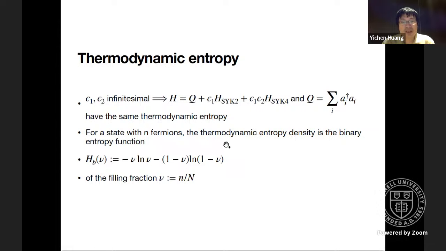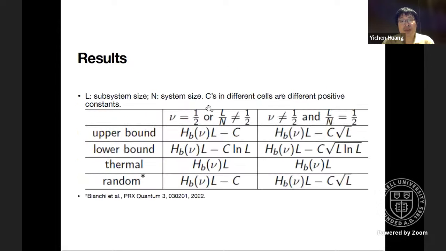So we can do the calculation, and eventually what we get is that if we define the filling fraction nu as little n over capital N, then the thermodynamic entropy density is just the binary entropy. This is very easy to see because the filling fraction is nu, and because Q is decoupled, on each site there is a probability nu to be occupied and 1 minus nu to be vacant. So we just compute that entropy. This is a binary entropy. So we have worked out the thermodynamic entropy, and we will look at our results for the entropy of the time evolved state and compare with the thermal entropy.